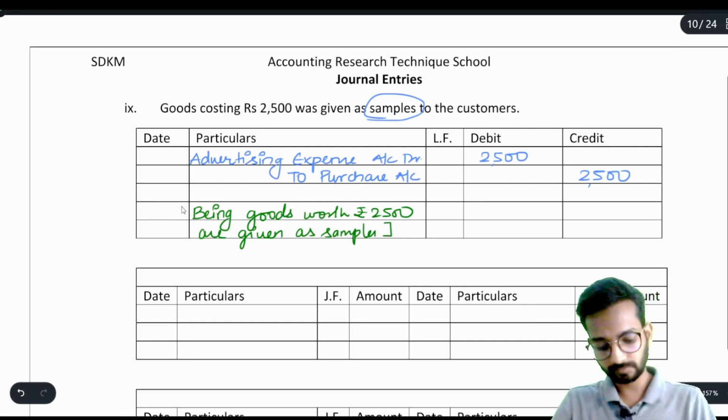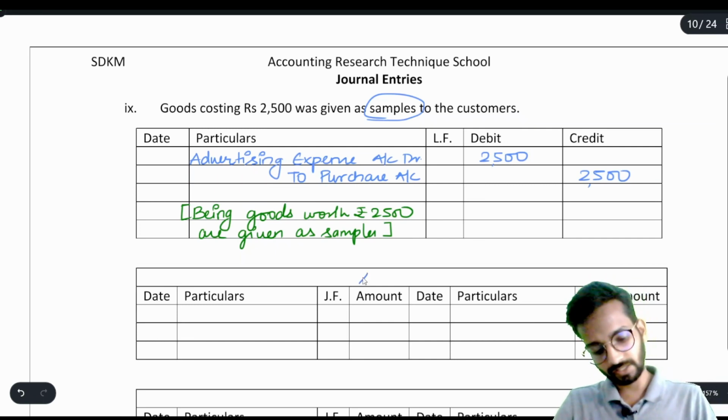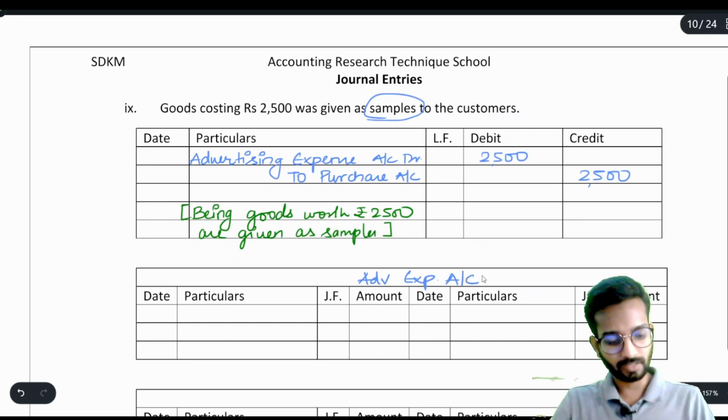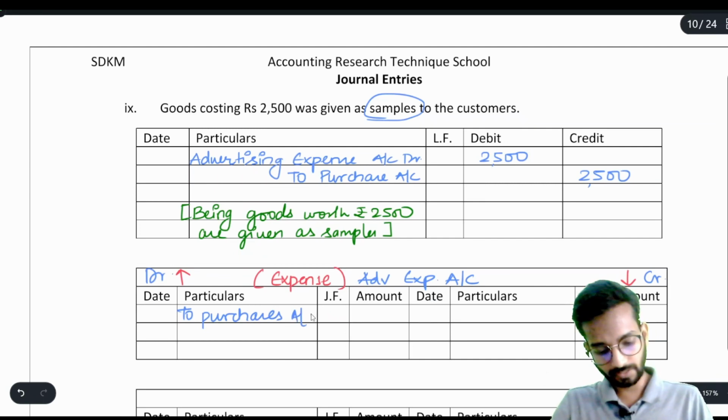That's it. Now, going further, you can prepare an advertising expense account. Remember, credit here, debit here. Advertising expenses are an expense account. So, when increasing, debit, and when decreasing, we have to credit. So, we will write here advertising expense account debit to purchases account, and the amount is 2500.